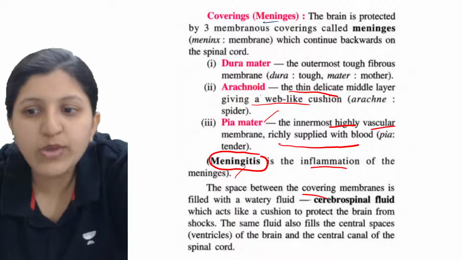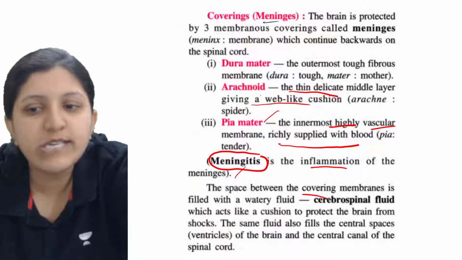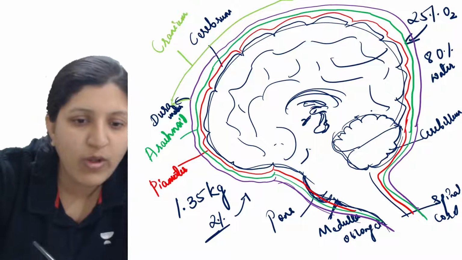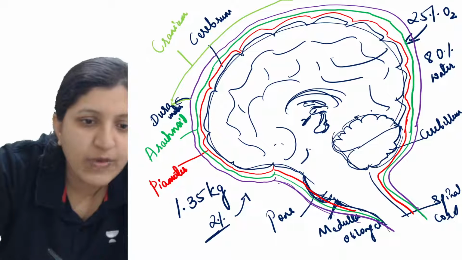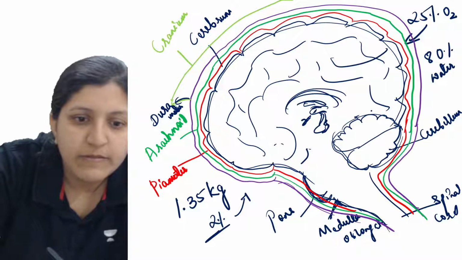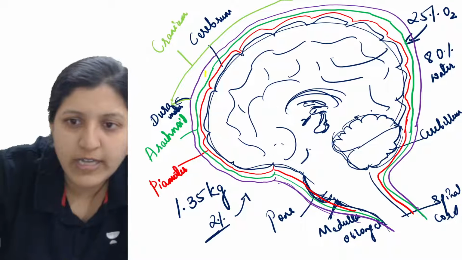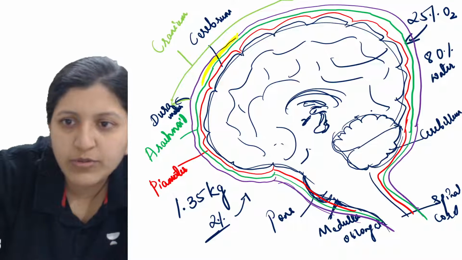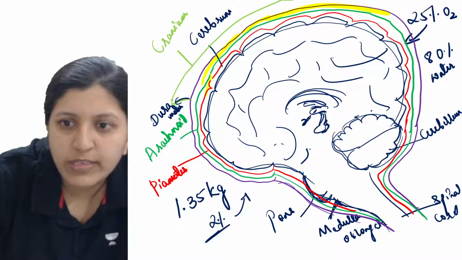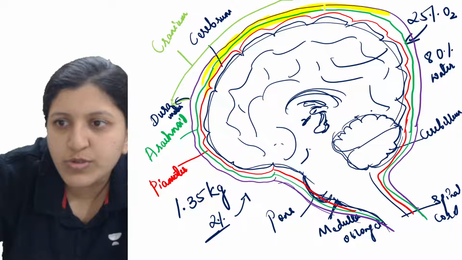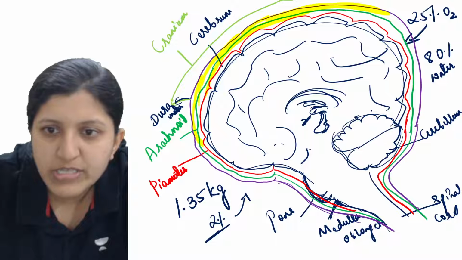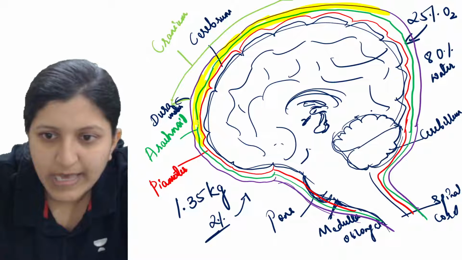So the space between the covering membranes is filled with a watery fluid, and that fluid between all these layers we call cerebrospinal fluid. You can find it here, between all these membranes. Same with respect to here also: there is cerebrospinal fluid between the membranes as such.